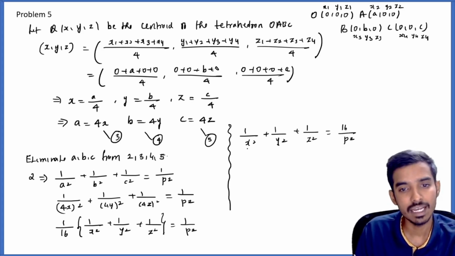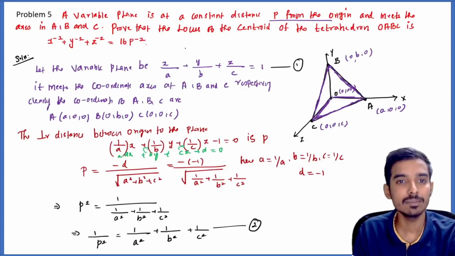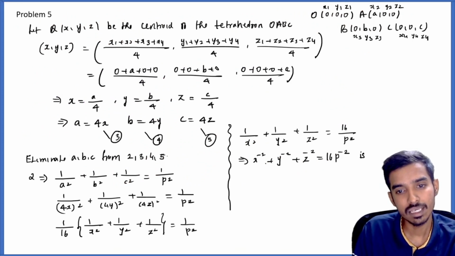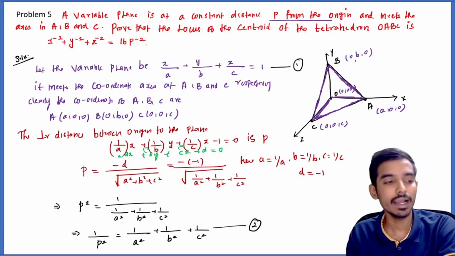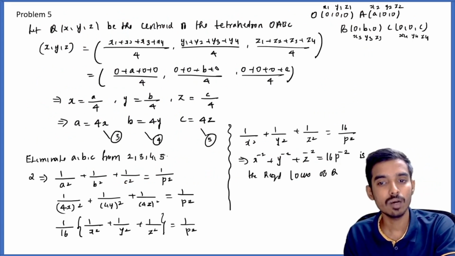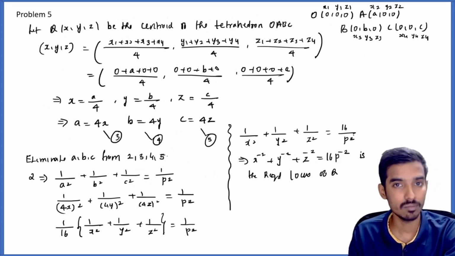Take the 16 on that side. This implies x power minus 2 plus y power minus 2 plus z power minus 2 is equal to 16 times p power minus 2, the required locus of Q, right? So this Q centroid will satisfy the equation x power minus 2 plus y power minus 2 plus z power minus 2 is equal to 16 times p power minus 2, right?